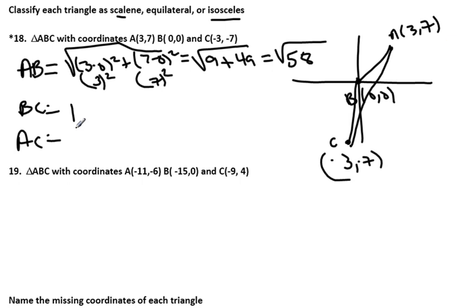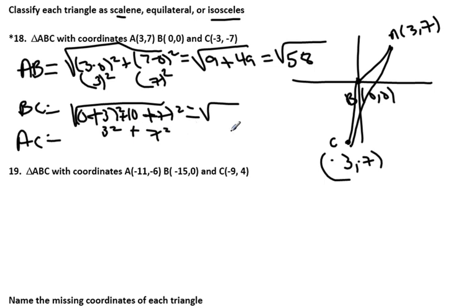For BC, distance formula, 0 minus a negative 3, I'm going to square it, plus 0 minus a negative 7, I'm going to square it. 0 minus a negative 3 is like saying 0 plus 3, so it's 3 squared. 0 minus a negative 7 is like saying 0 plus 7, so 7 squared. 3 squared is 9, 7 squared is 49, and that gives me square root of 58. So at this point, I already know I have an isosceles triangle because I have two congruent sides. Now I just need to see if side AC is also congruent, and then it would be an equilateral.